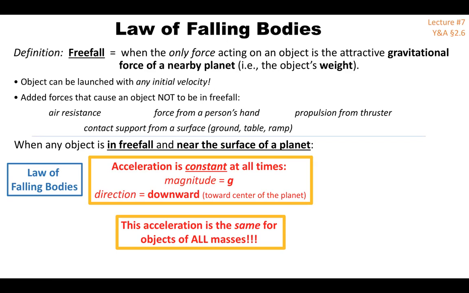Notice there's nothing in this law of falling bodies that says how massive the object is. So this statement, that an object undergoes a constant acceleration with a strength of g toward the center of the planet, is true for all objects, regardless of the mass of those individual objects. All they have to do is be in free fall and be near the surface of a planet. In other words, they can't travel in and out of orbit or something, but they can have any mass.